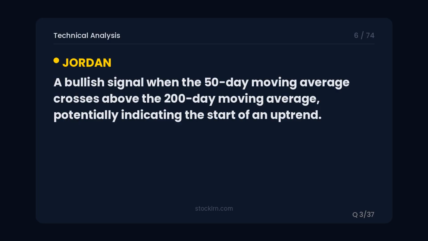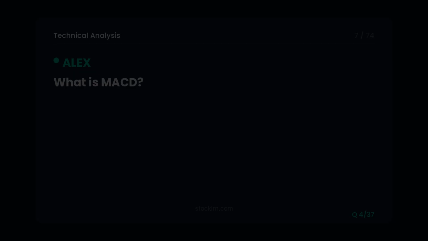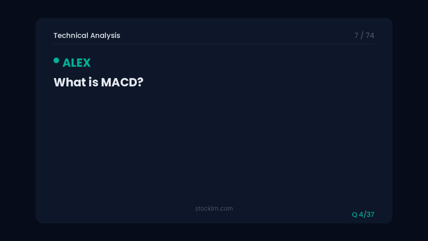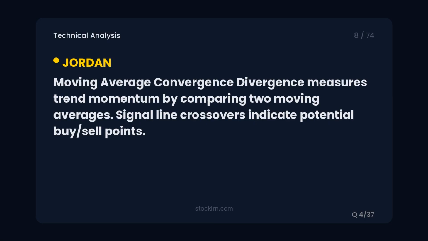What is a golden cross? A bullish signal when the 50-day moving average crosses above the 200-day moving average, potentially indicating the start of an uptrend.